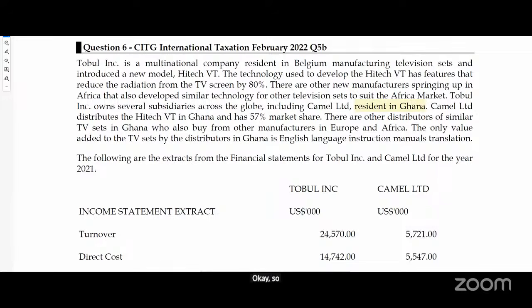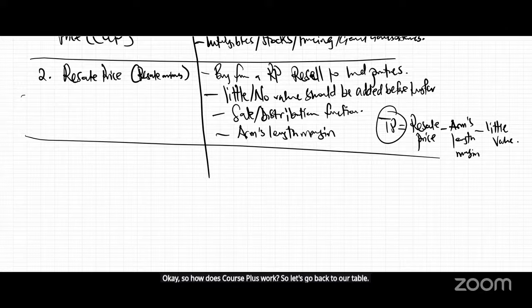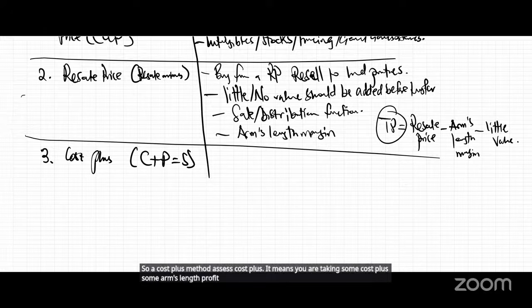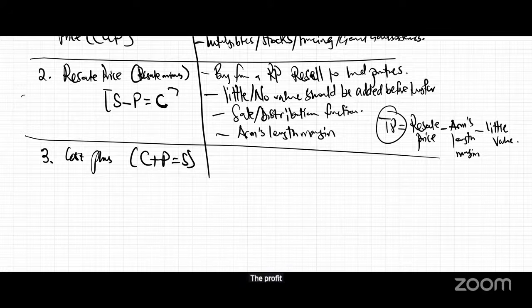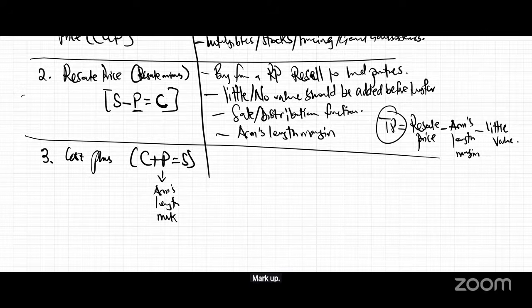Okay, so how does cost plus work? Let's go back to our table. With the cost plus method, it means you are taking some cost plus some arm's length profit to get the selling price, right? Resale price worked as selling price minus the arm's length profit, which gives us back the cost we should have bought at. But here, cost plus uses an arm's length markup, because it's a percentage of cost.